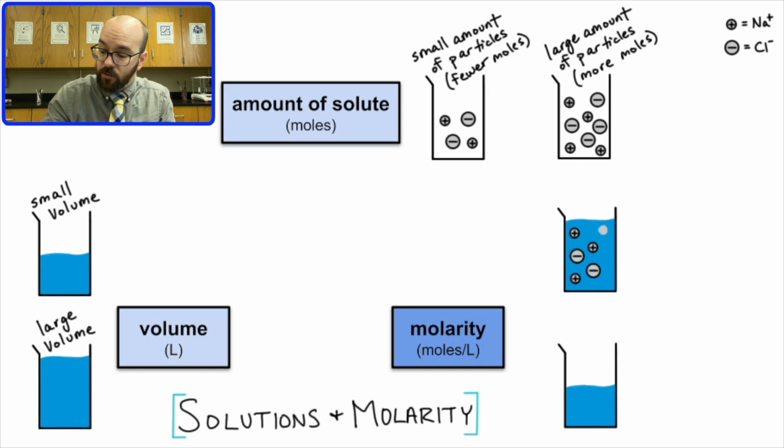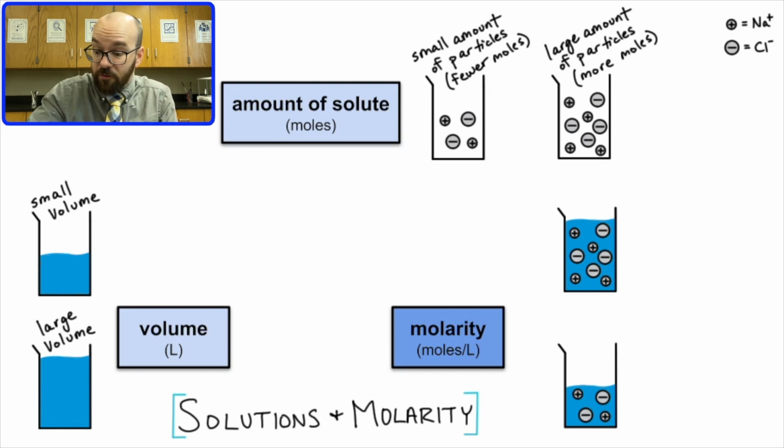So here I've got 2 diagrams, 2 beakers. In the top one I have 8 ions drawn in, and in the bottom one I've got 4 ions drawn in. So I have twice as many ions in the top beaker, and I have half as many ions in the bottom beaker. However, I also have a different volume. I have twice the volume in the top beaker, and I have half of that volume in the bottom beaker.